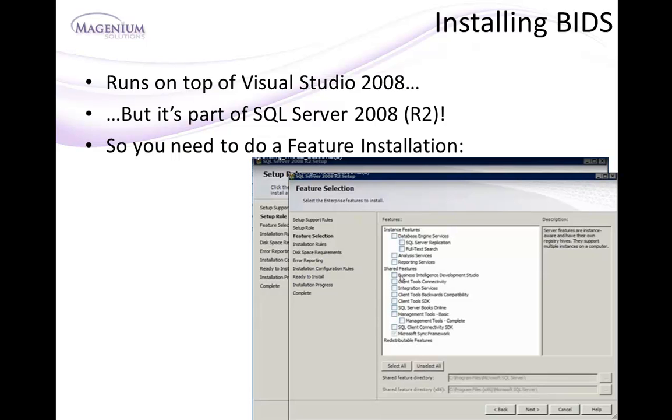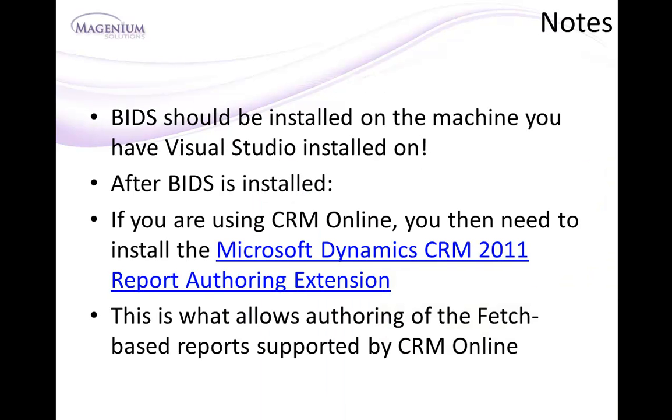When you do a feature installation, you're just going to select a specific feature, and here I highlight the Business Intelligence Development Studio. You select that as you do the install, and it doesn't need to install all of SQL Server. Say the scenario here is your development box is a laptop. You don't want to install full SQL Server on it. You can just install the Business Intelligence Development Studio, which comes with the full SQL install. So BIDS needs to be installed on the machine you're going to do your development on, which is your Visual Studio box.